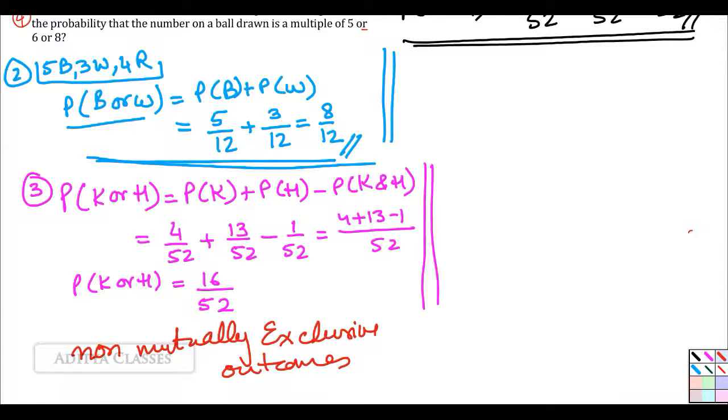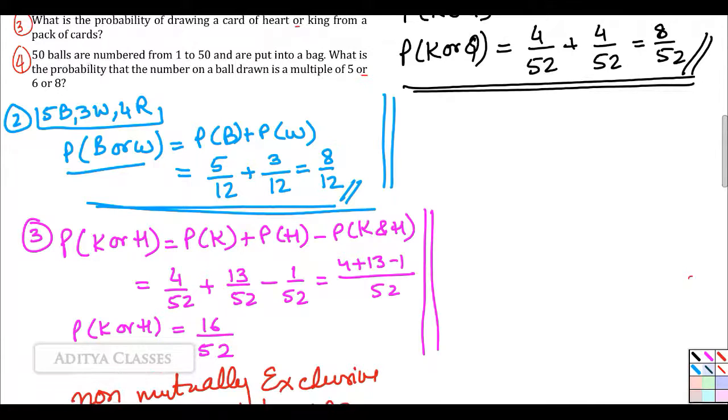Now, the last one is our fourth one. What is the fourth one? 50 balls are numbered from 1 to 50 and put into a bag. So this time our bag contains 50 balls, and all those balls have numbers from 1 to 50.